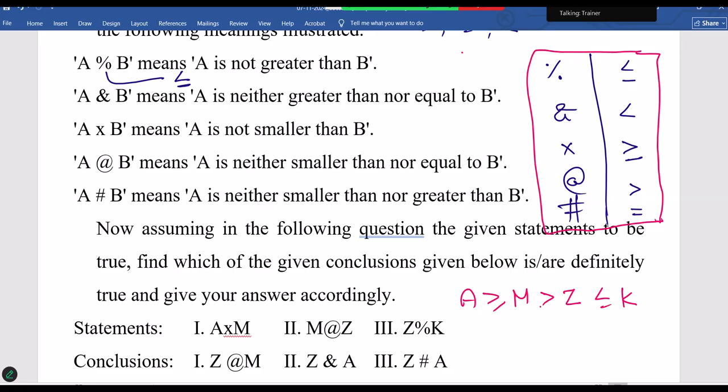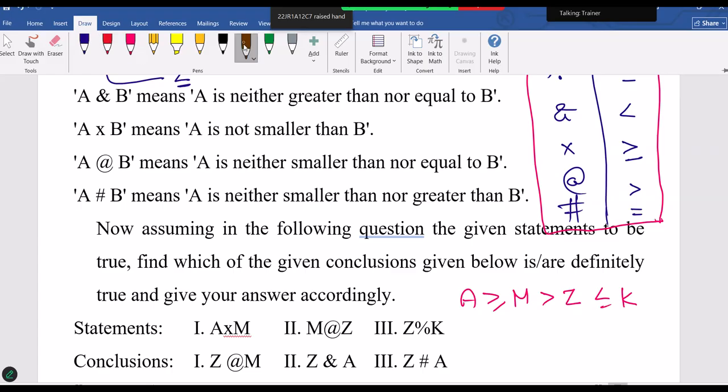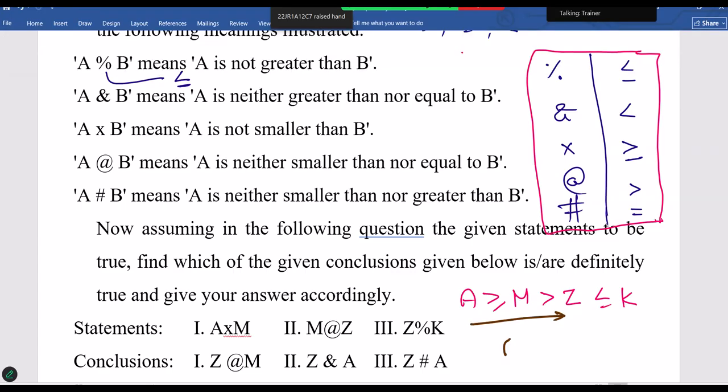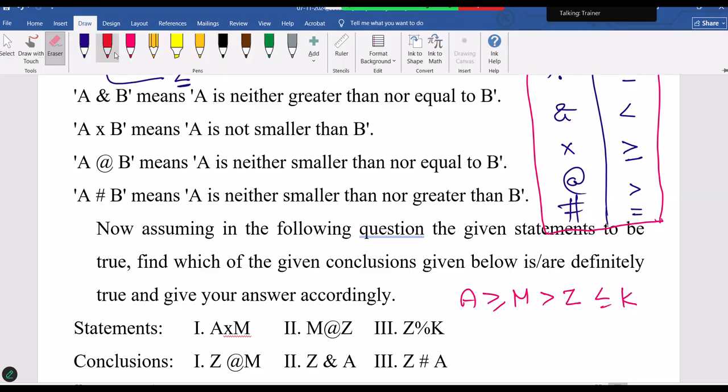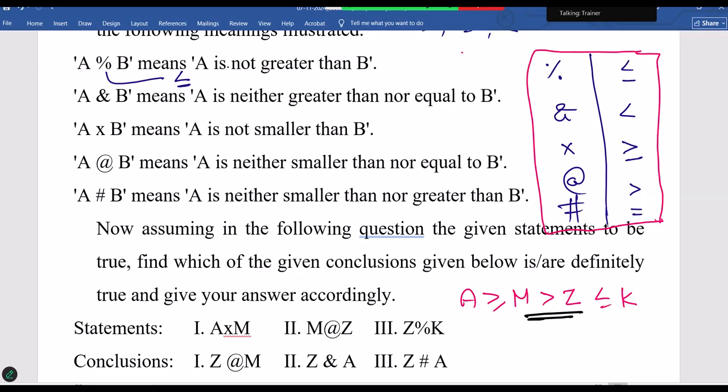Now the first conclusion is between Z and M. If you observe the path from A to Z, the common symbol is greater, so A greater than Z is correct, or Z less than A is correct. Here at the rate means greater. Z greater than M is wrong. Between Z and M directly, it's not related to A. We know M greater than Z, but here it is Z greater than M, is it true? No, right? It is obviously false.